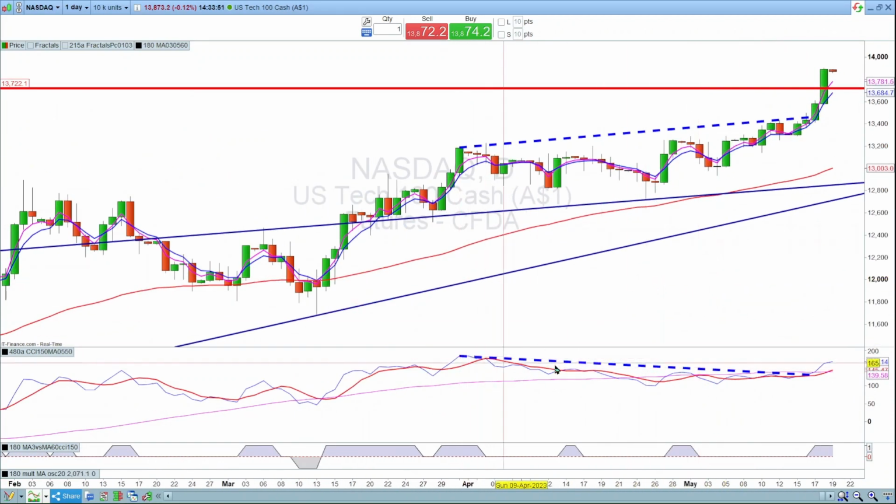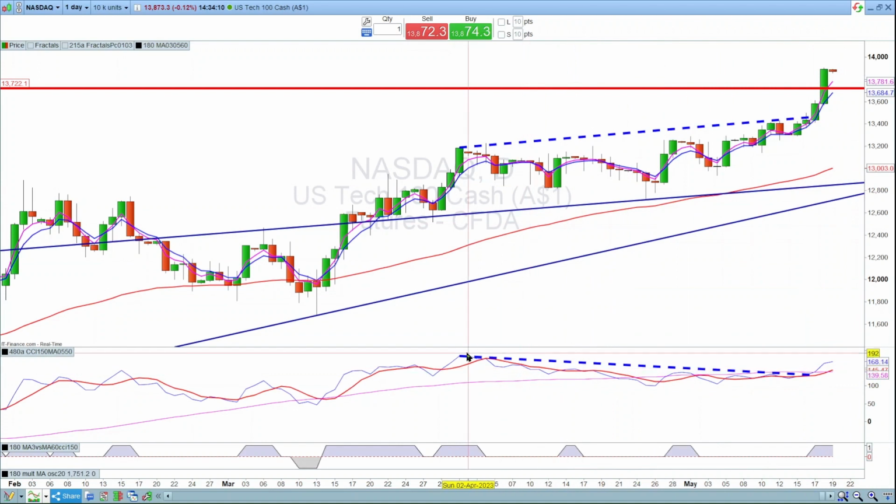But we also had this bearish divergence on the CCI and a bullish divergence on the price chart. And as I always say, these don't always work out. And in this case, it failed. The CCI broke to the upside, and so did the price chart. So that's a failure of the divergence.